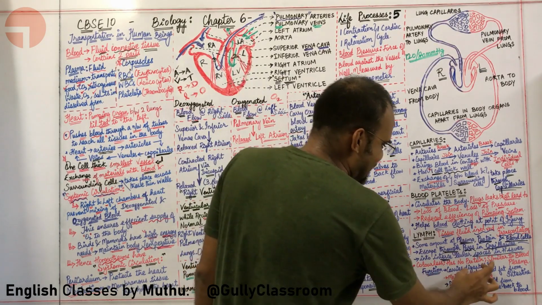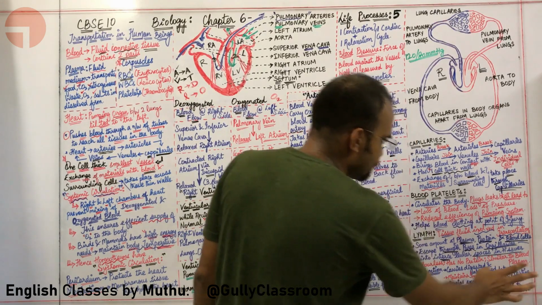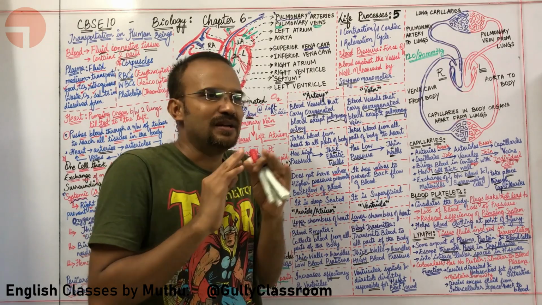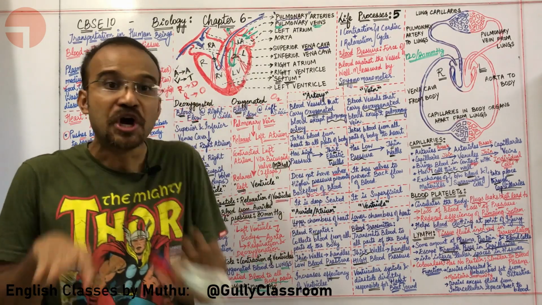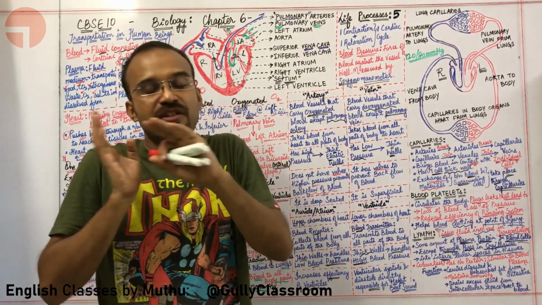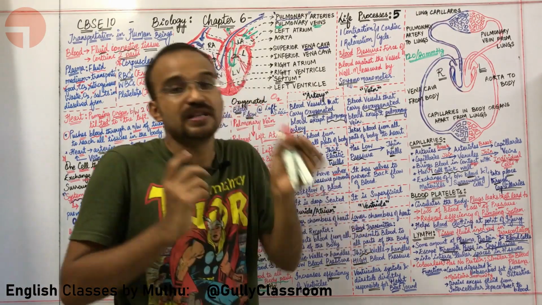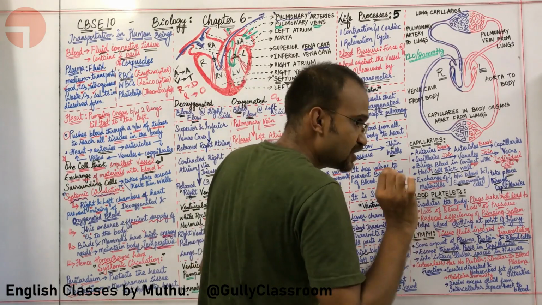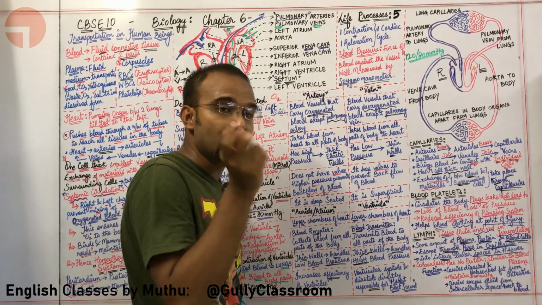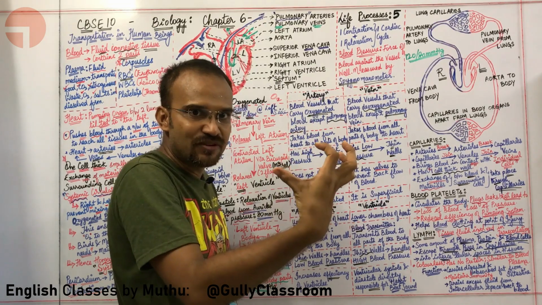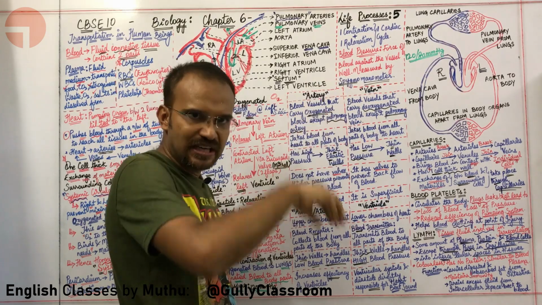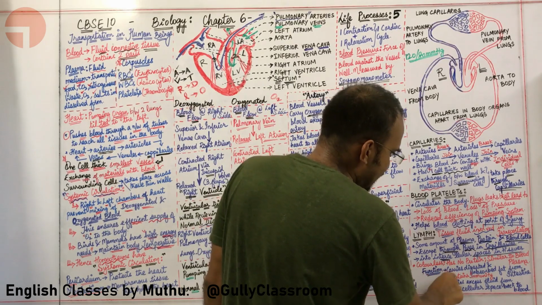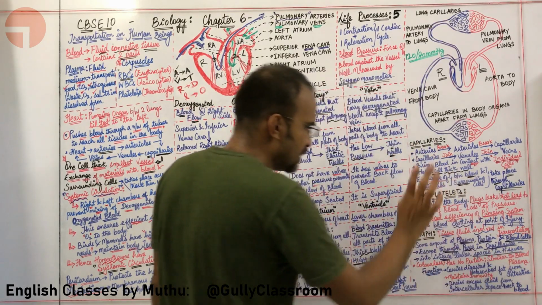So lymph carries digested and absorbed fat from the intestine. What is the function of lymph? The small intestine is the site where complete digestion is happening. All the proteins are broken into amino acids. The complex carbohydrates are broken into simple sugars. The fats are broken into fatty acids and glycerol. When fat is broken in small intestine, the digested fat is taken to wherever needed through the lymph. So lymph carries digested and absorbed fats from the small intestine.